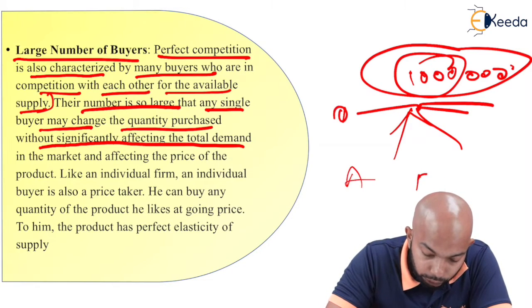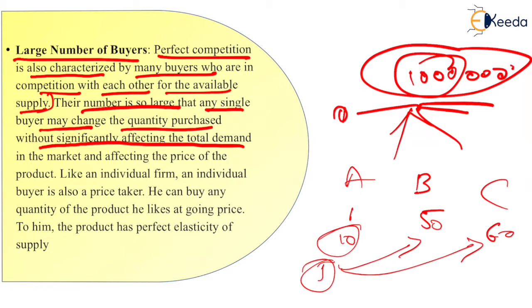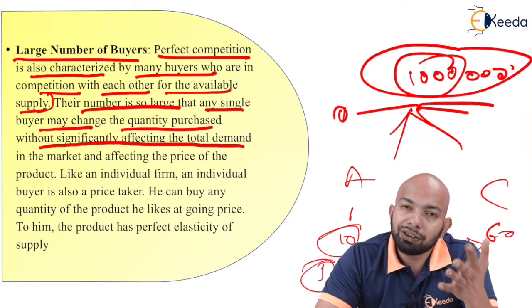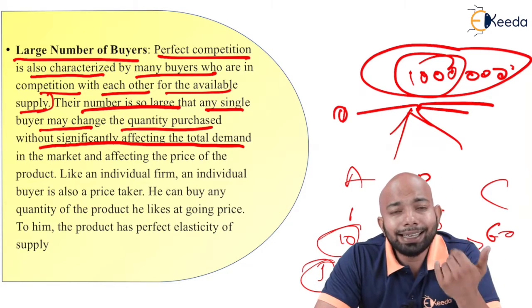If firm A is giving out 10, firm B is giving out 50, firm C is giving out 60, this is the quantity. Now if one buyer gets only 5 units from here because of the availability, this buyer can go here also, depending on the amount he wants. So if firm A is giving out only 5, he will take those 5 and go to the next firm and take that thing.